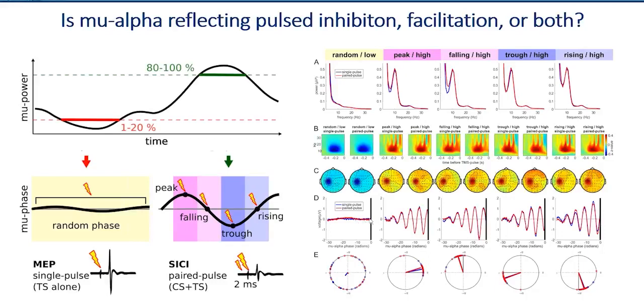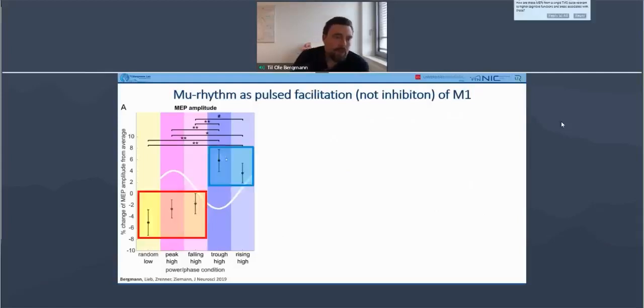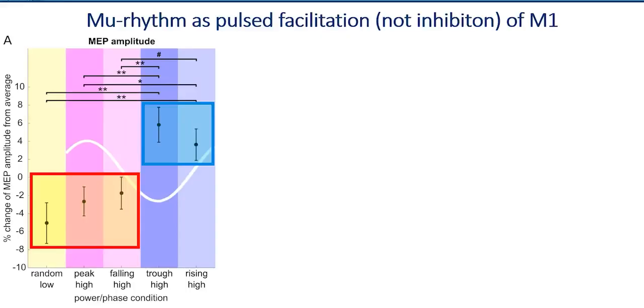And most importantly, the phase targeting worked nicely at random phase. The time of response averages 0, while we hit the peaks, falling flanks, troughs and rising flanks pretty robustly across subjects. So what we found is that in the more excitable troughs and rising flanks, we have an increase in the MEP amplitude relative to not only the peaks and falling flanks, but also relative to a desynchronized baseline. While during the less excitable peaks, there was no difference to this baseline. This indicates an asymmetric pulsed facilitation happening in the presence of mu alpha oscillations in the motor cortex, at least.